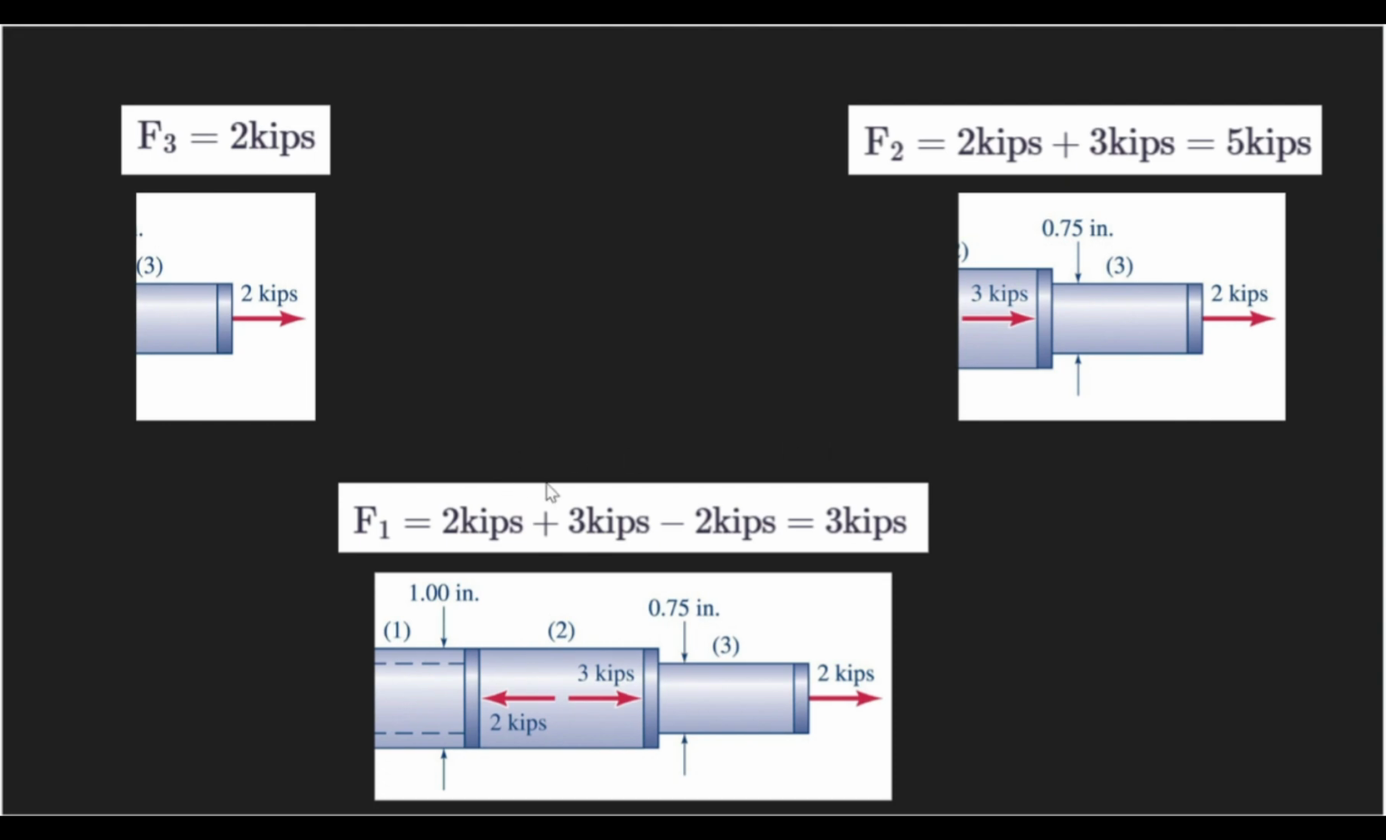And we can do the same thing with force 1, ignoring the force from the wall. We summate the forces here to find the internal force of F1, which is 2 kips in this direction, 3 kips in the right direction, and then 2 kips in the left direction. So 2 plus 3 minus 2 is 3 kips.